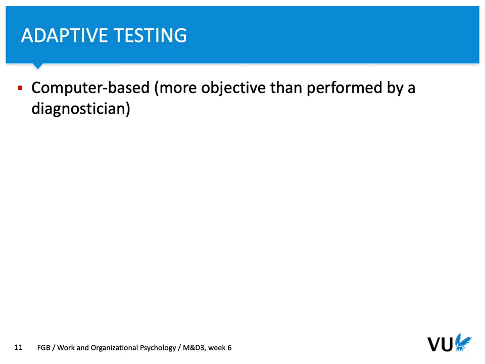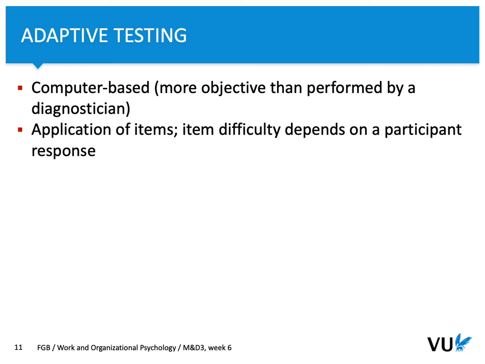We assume that this method is more objective if compared to a procedure performed by a person, a diagnostician. We apply different items, and the application of specific items depends on the participant's response. It means that when a person correctly responds to the item that is given first, then a more difficult item can be given if a specific cognitive ability is tested.